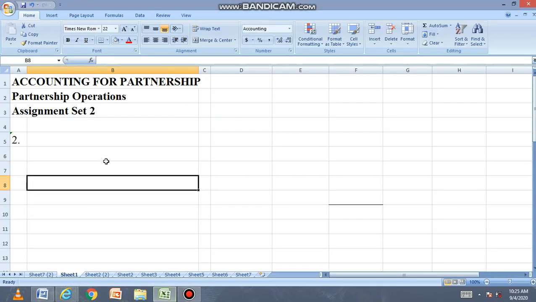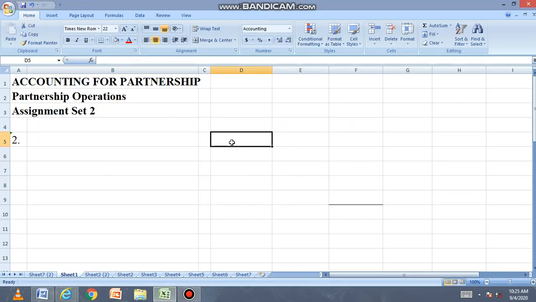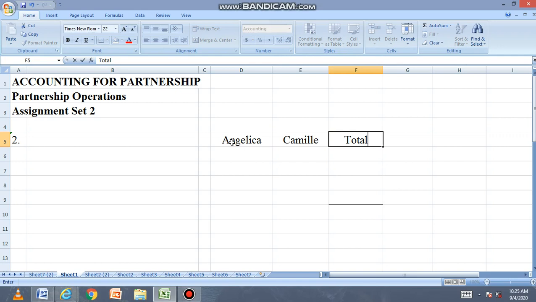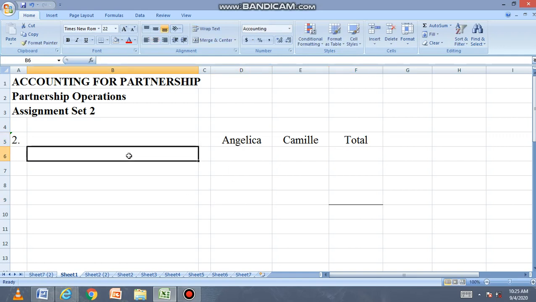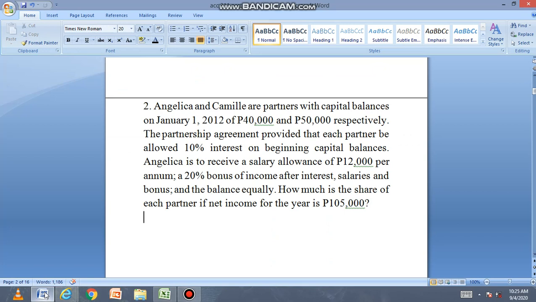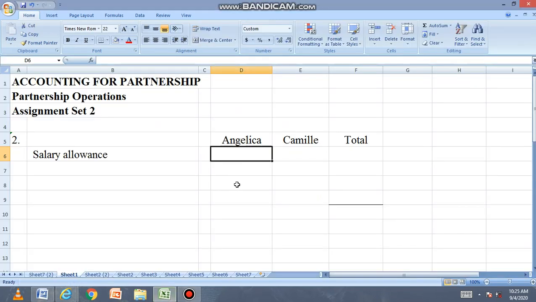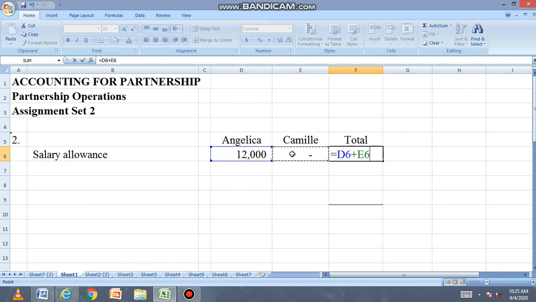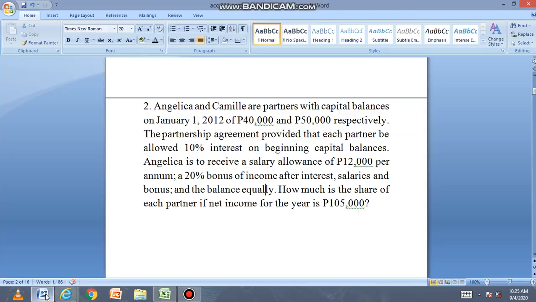So distribution of income na naman. Let's create three columns: one column for Angelica, then a column for Camille, then total. Then the first line item is salary allowance ni Angelica. Angelica, 12,000. Kay Camille, 0. So total is 12,000.